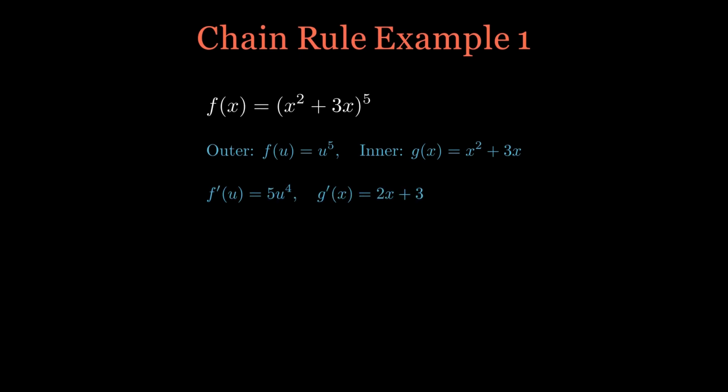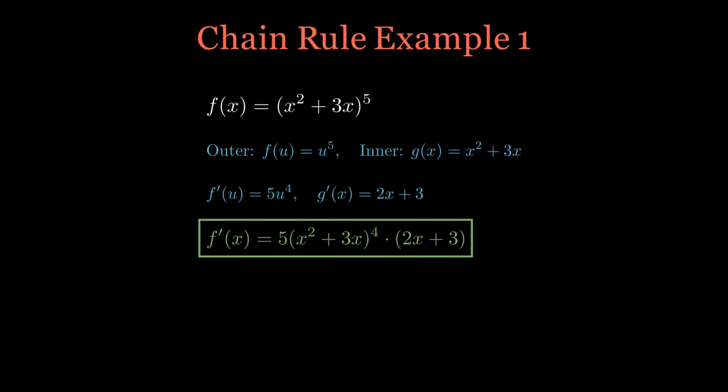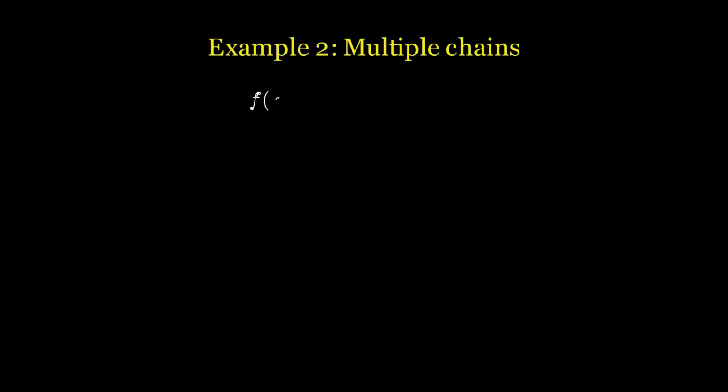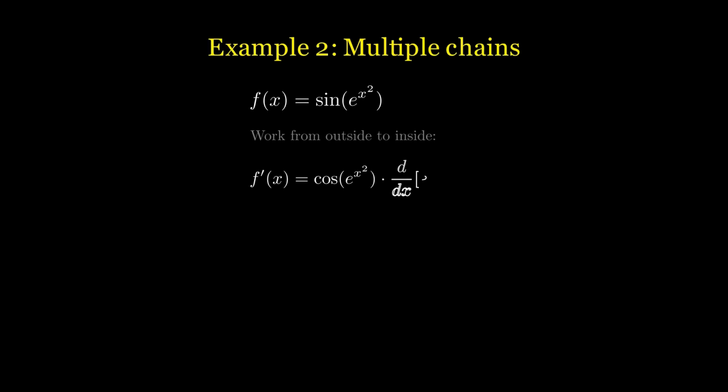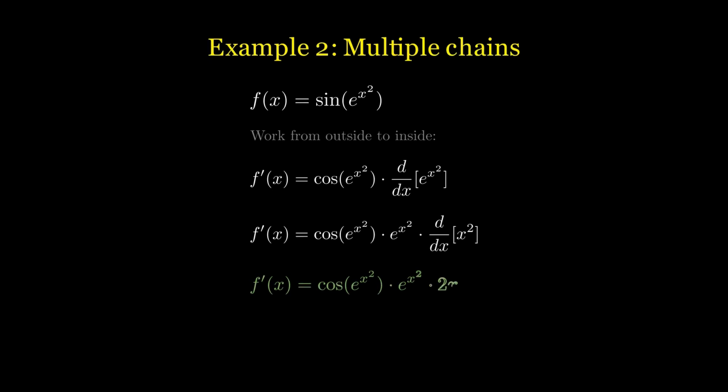times x squared plus 3x to the power 4 times 2x plus 3. For example 2, let's take f of x as sine of e to the power x squared. We work outward to inward and get to our final result, which is cos of e to the power x squared times e to the power x squared times 2x.